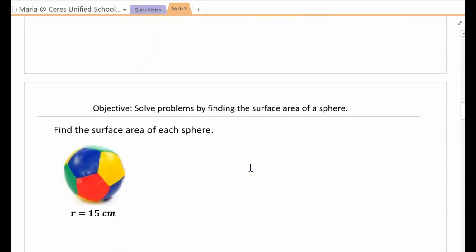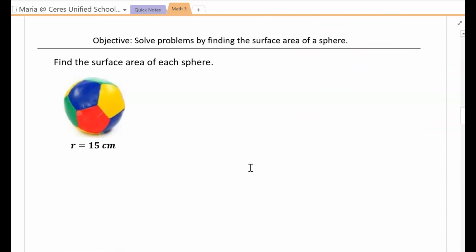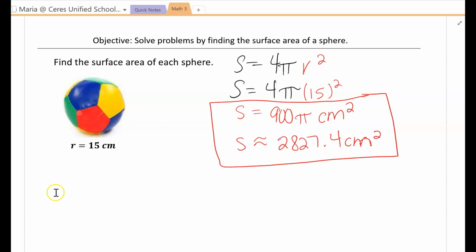Now let's look at the second example. This one's pretty straightforward. You have the radius, so you just plug it in. S equals 4 pi times the radius squared. Go ahead and pause the video and try this one on your own, then replay the video to check your answer.